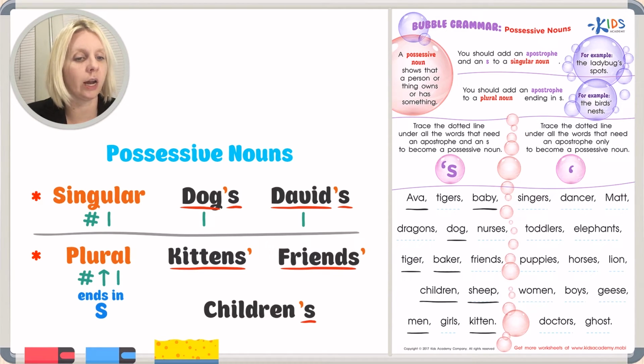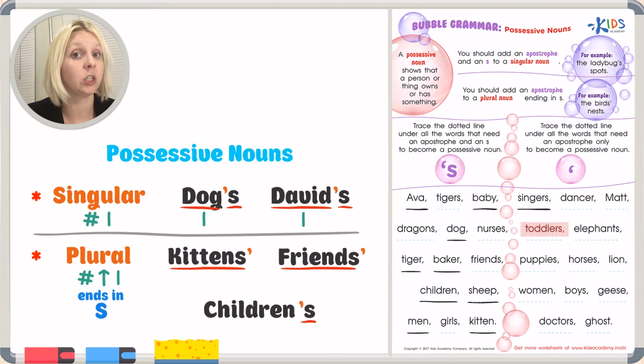This says, trace the dotted line under all the words that need an apostrophe only to become a possessive noun. So what we're looking for on this one are ones that are plural that end in S, okay? So let's look at the first one. The singers, that one ends in S and it's talking about more than one. So we're going to underline this one because it would just need an apostrophe. The dancer is just one, so we're not going to do that one. Matt is referring to one person, so we're not going to do that one.